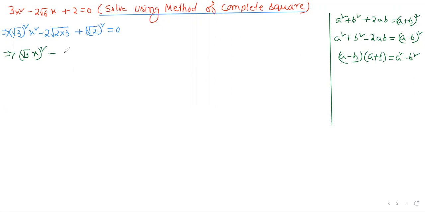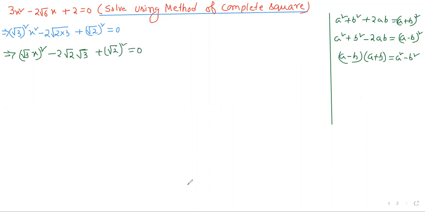Okay, so now here you can see that 2, we can write it as root over 2 into root over 2, right? So here it is root over 2 whole square is equal to 0.